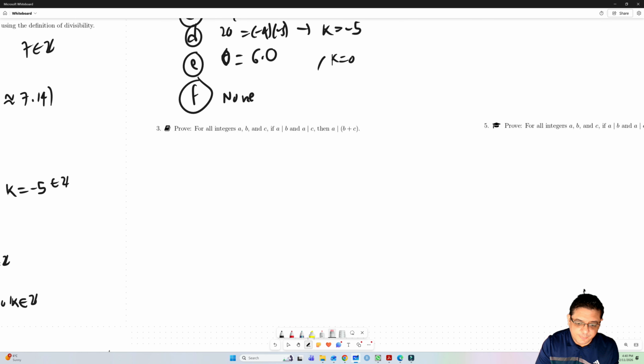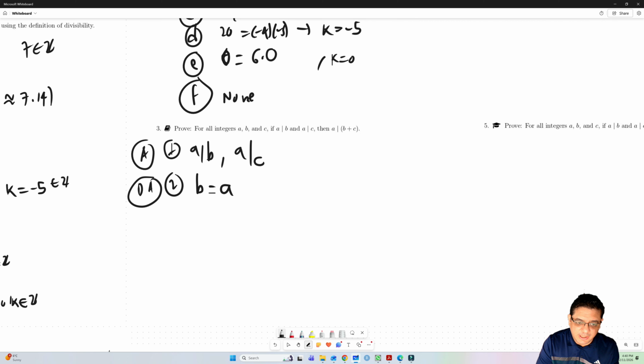The assumptions, which will be step 1, are A divides B, A divides C. So now this is the assumption step. Step number 2 will be the definition of the assumption. If A divides B, then B can be expressed as A times K. And if A divides C, then C can be expressed as A times some L. In both of these cases, we're going to have some K and L that are integers. Okay? So this is true by the definition of the assumption.